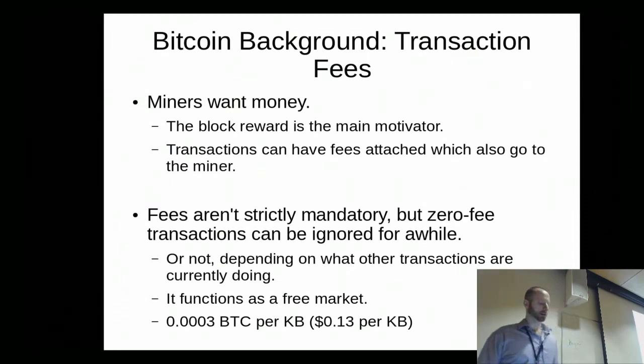So the current rate is 0.0003 Bitcoin per kilobyte, which is a pretty weird system. It's not like in a traditional system like credit cards or PayPal or something where they take a percentage of what you're transferring. This is a fee per kilobyte, so that's per however large your transaction is in bytes.